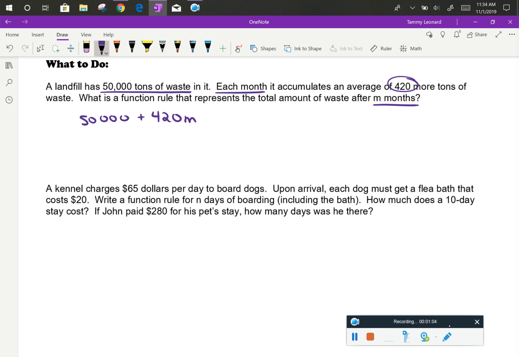And we're asked to write a function rule. So we can set this equal to y or f of x. We could choose t for total. It's really up to us what we want to have it equal on the other side. But it does have to be an equation if it's going to be a function rule. I could even say it's w of m. So the total amount of waste according to the number of months that has gone on. That would probably be ideal for this particular function rule.